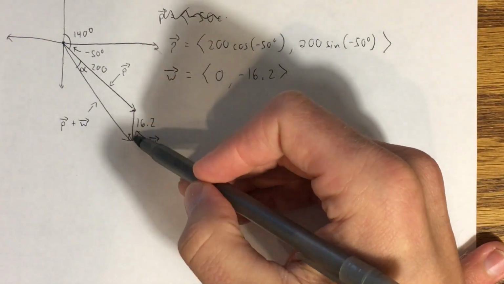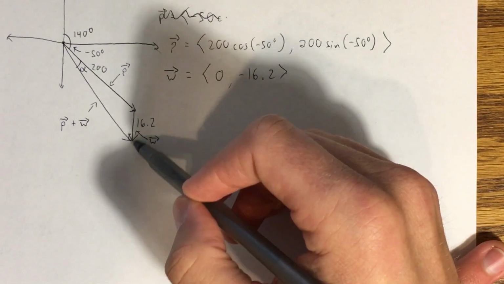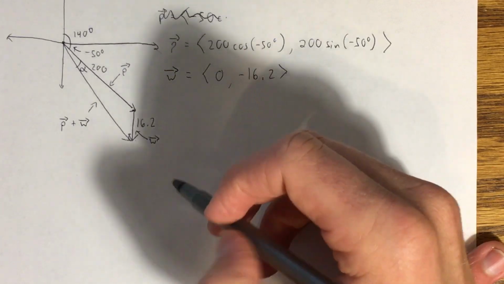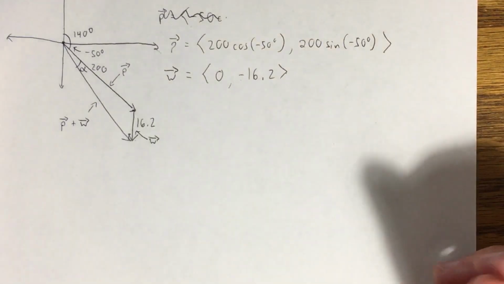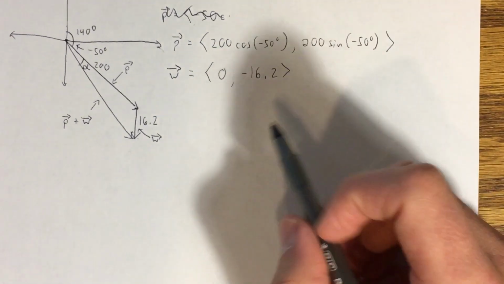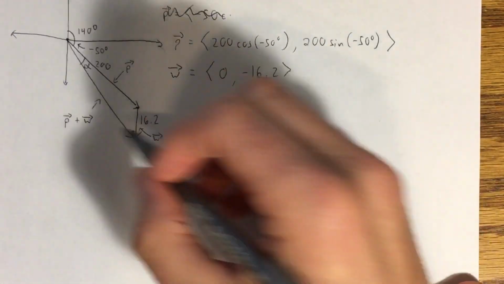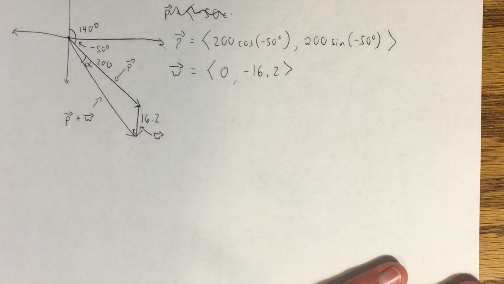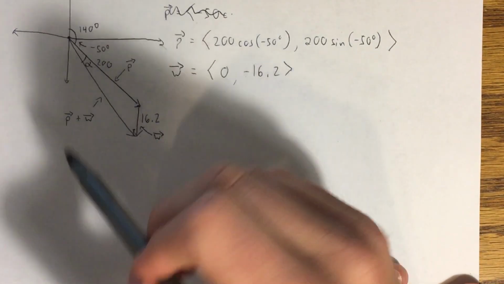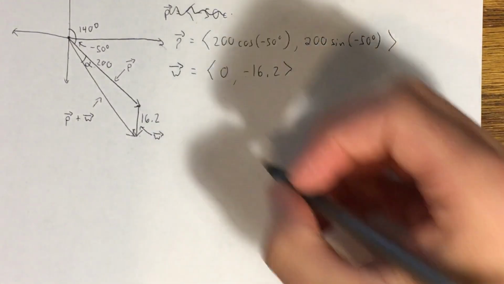Because I'm moving downwards, that's the negative, and I can see just from the magnitude of this vector that it has a change of 16.2 going from my initial to my terminal. Okay? So now, what do we need? Well, I need to find P plus W. I need its magnitude, and I need its actual bearing, which we're going to find alpha to determine that. So how do I find the magnitude?